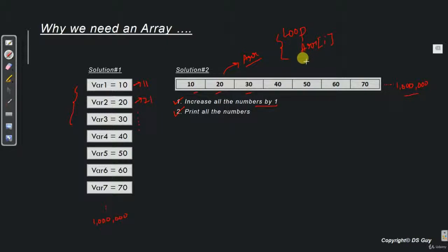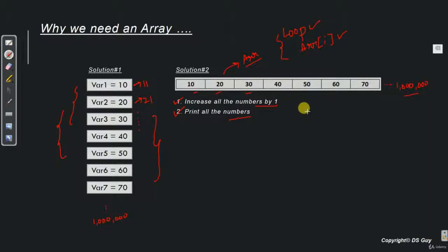So you see that the entire operation can be done in just 2 lines of code instead of 1 million lines of code in the case of variables. Similarly, if we want to print all these numbers, all we have to do is take a loop and say ARR of I, that is the ith cell, just print it. That's it. Again just 2 lines of code and we are done. So there was a big problem of saving 1 million numbers in the system. Variables failed very miserably in that case, whereas for an array it took very little effort.